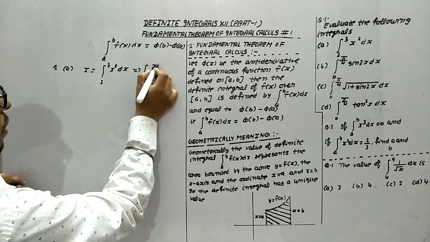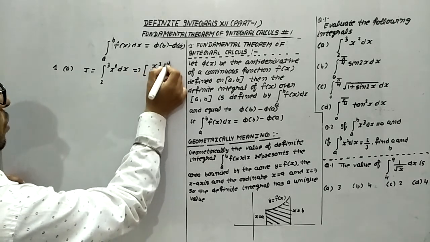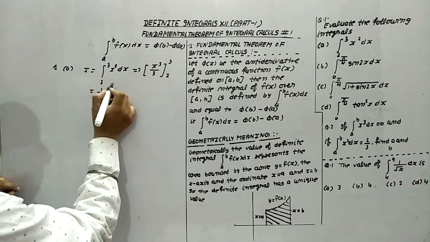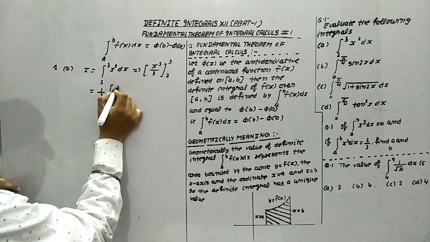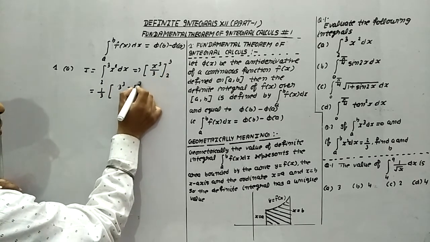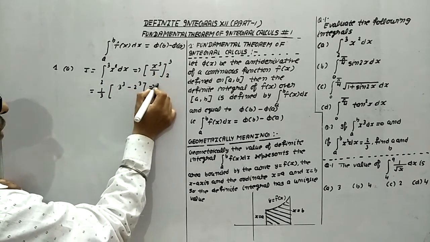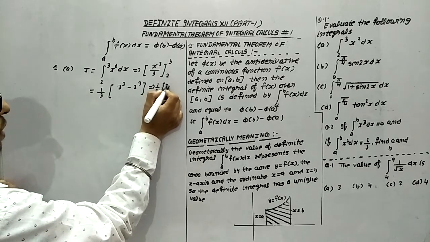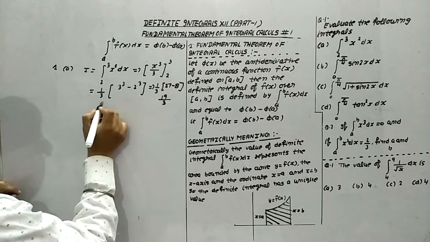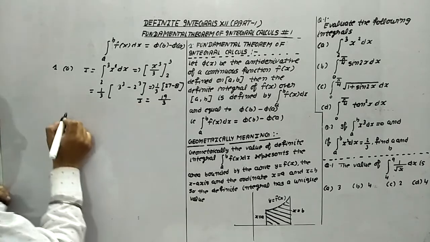First do the integration: x cube upon 3, with limits 2 to 3. It means you can take 1 upon 3 common. Now what is this? 3 cube minus 2 cube. It means 1 upon 3 times, 3 cube means 27 minus 8. It means 19 upon 3. This is the answer for this part.